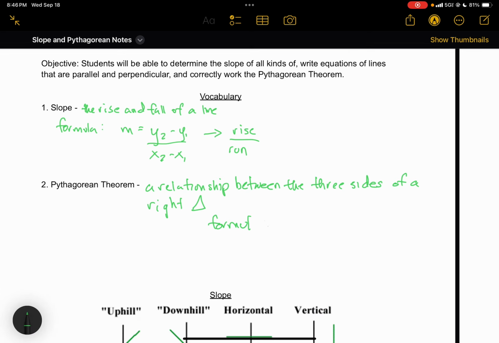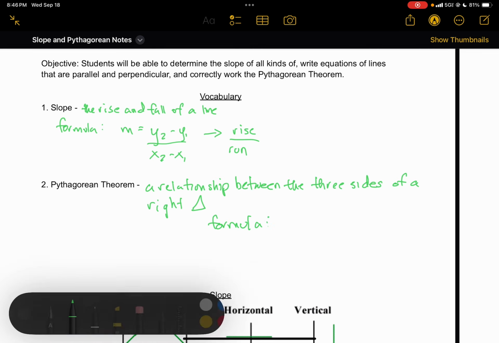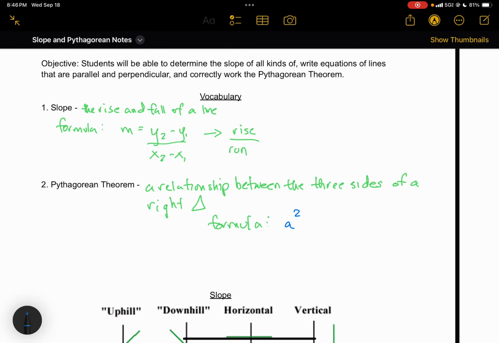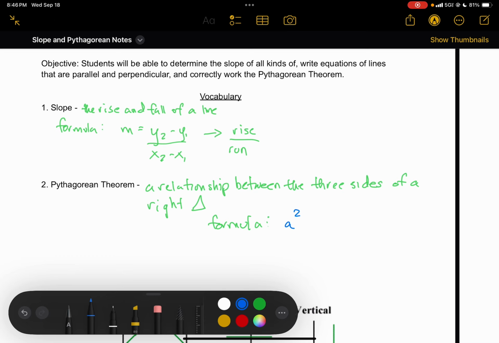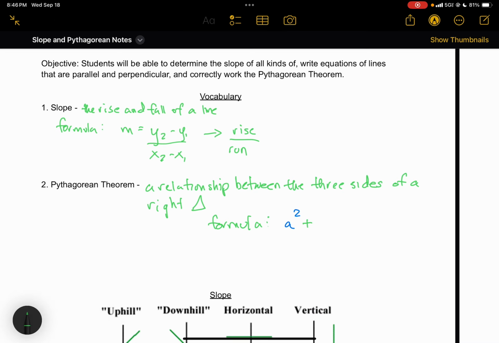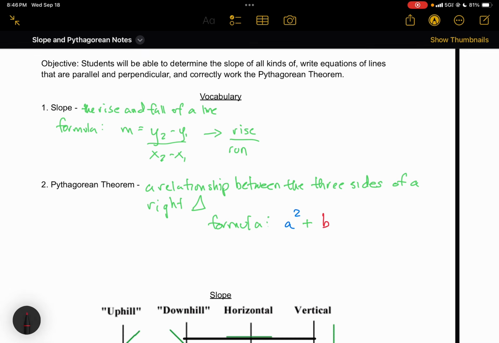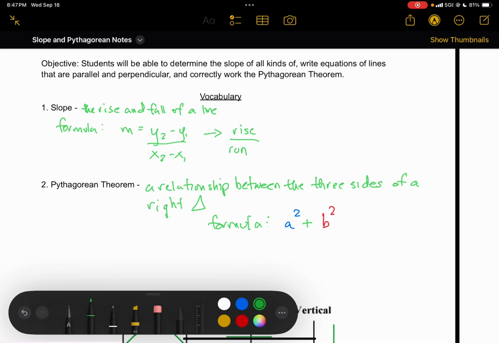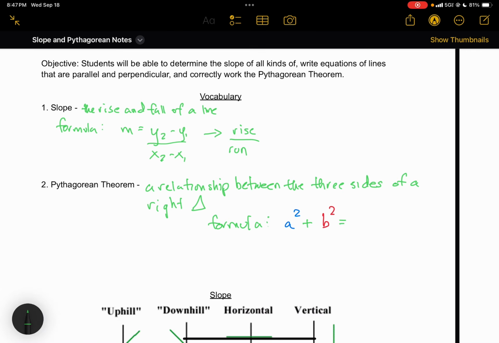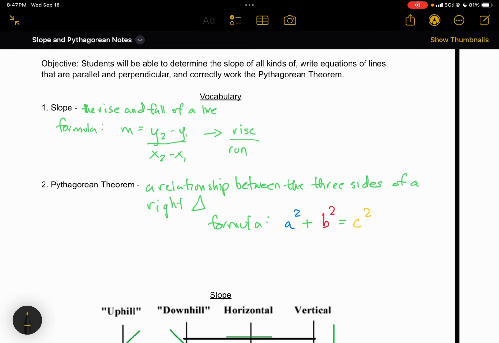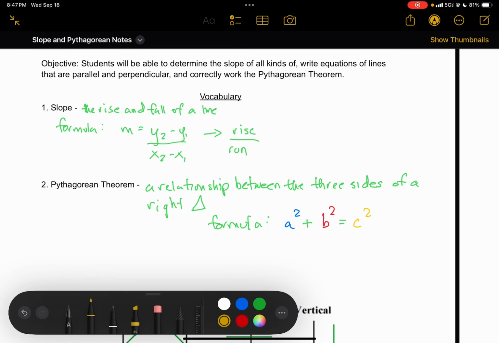All right, formula. So I'm going to change colors based on a couple of things. So we have a squared. We're going to keep the plus sign. B, I'm going to put in red. And you'll see why in just a second, because I want you to distinguish between the parts of this. So let me switch.